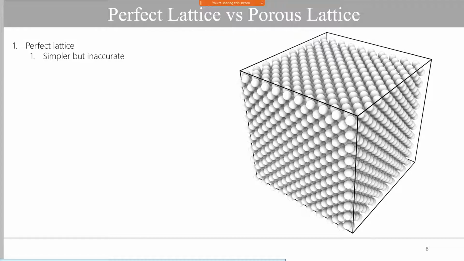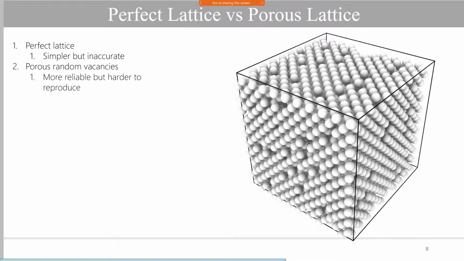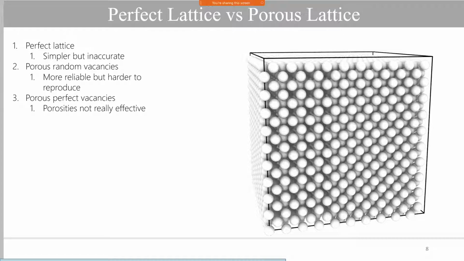This means that it will be higher than what would be expected, because in real life the alloys or metals that we melt have impurities or imperfections that reduce their melting temperature. This is why we use methods such as this one, the random porosities, in which we poke holes randomly inside the lattice in order to decrease the melting temperature by creating imperfections inside the simulated lattice. Using random vacancies is the most reliable one amongst the different porosities methodologies, but it's harder to reproduce due to the randomness of it. Another methodology is using perfectly ordered vacancies.